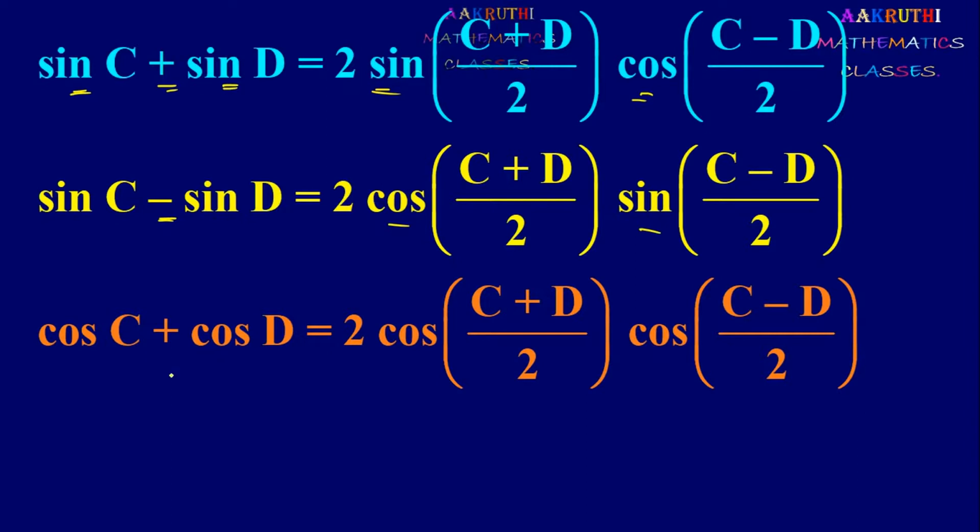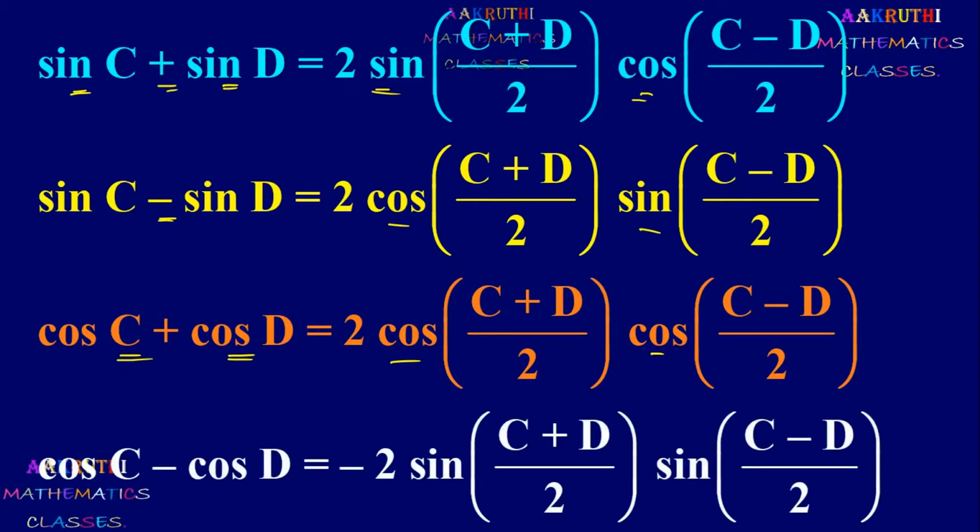And same type, cos c plus cos d. Here both are in cos and it is addition, so we get both in cos only. It is 2 cos((c+d)/2) cos((c-d)/2). And if we get minus, cos c minus cos d, we get both in sin, and it is important that here it is minus. So cos c minus cos d is minus 2 sin((c+d)/2) sin((c-d)/2).